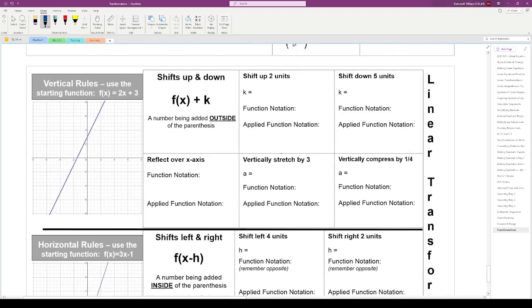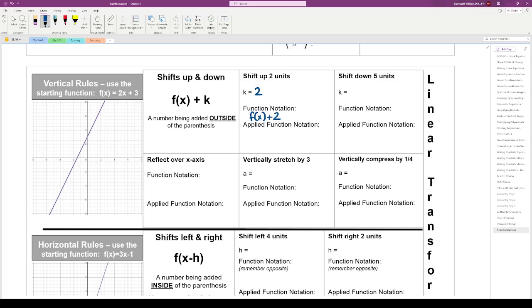Okay, so these are some examples of all of those. I'll just go through and apply each of these rules. So k is being added outside the parentheses. So shifting up by 2, we said would be k equals 2. Our function notation is f of x, so that's just what it was, that's the y values, and then we add 2 to all of them to move them up by 2.